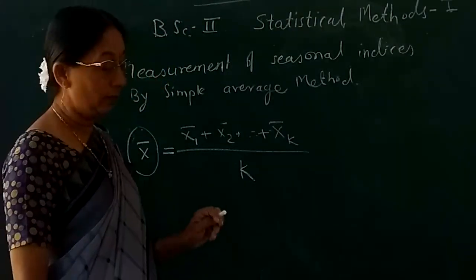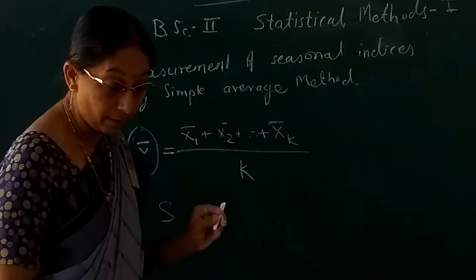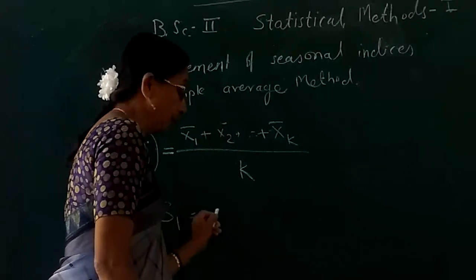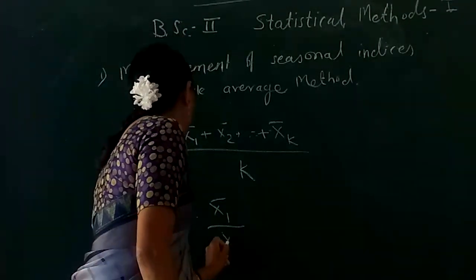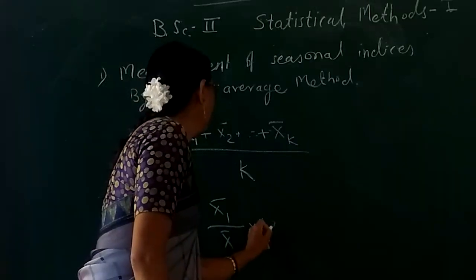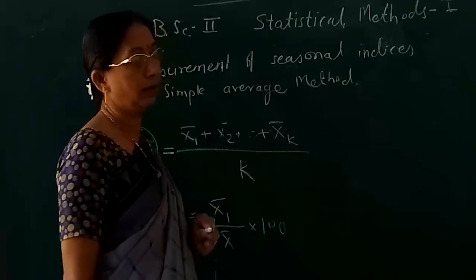Now, we write only one formula. Seasonal index for the first period equals X1 bar divided by X bar into 100, and so on for the other periods.